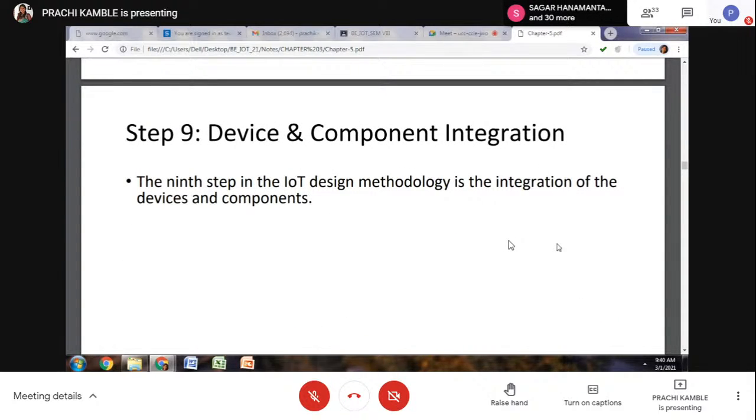The second last step of the design methodology is device and component integration. So the IoT design methodology includes the integration of the devices and components. So we know that various devices are integrated, that is hardware, then sensors, then controller, then cloud platform, then again there is the integration of the mobile, and so on.